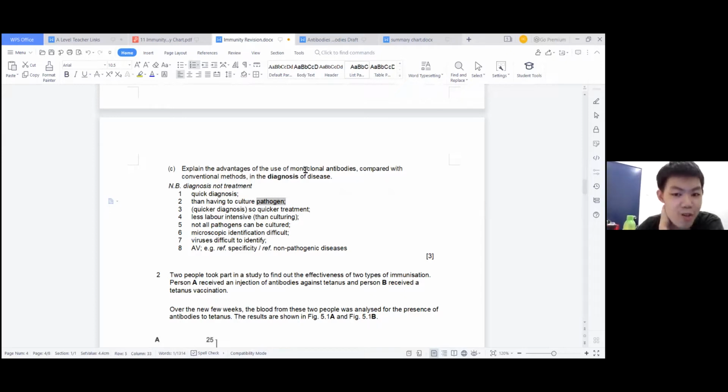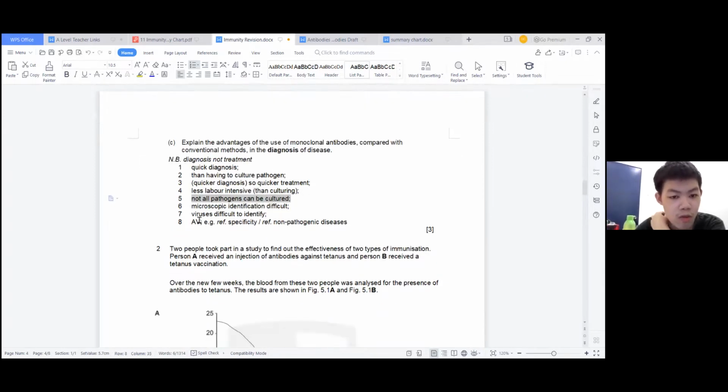So if compared to monoclonal antibodies, you can say it's way quicker. Since it's way quicker, you can then treat the disease quicker. You can say that compared to culturing, it's less labor intensive because you need to actually grow the pathogen, and not all pathogens can be cultured. For microscopy, you can say the microscopic identification can be rather difficult. Viruses may be too small to be identified as well. And then any other valid point?